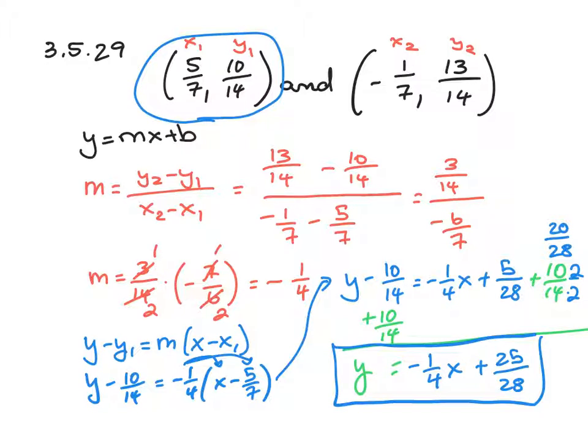The only other thing the instructions say is to use function notation. So for function notation, instead of y, we say f of x equals negative 1/4 x plus 25 over 28.